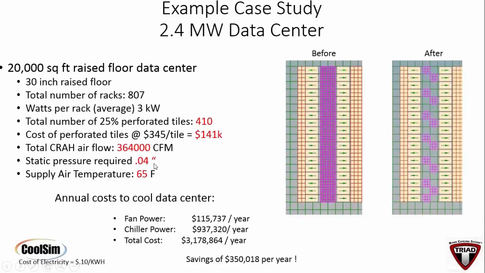Static pressure 0.04, drop that down and move the air temp up a little bit. 65 degrees, we moved it up 10 degrees. 10 degrees will get about 20% efficiency improvement in the chiller, which is reflected here in the lower chiller cost. Fan power is lower because you need less pressure, and it drops from 3.5 million to 3.178, savings about $350K per year. So this is a fairly good representation of what you've seen.